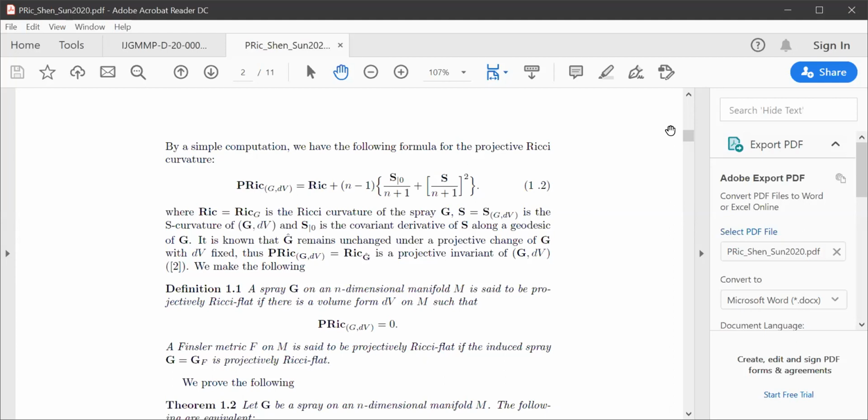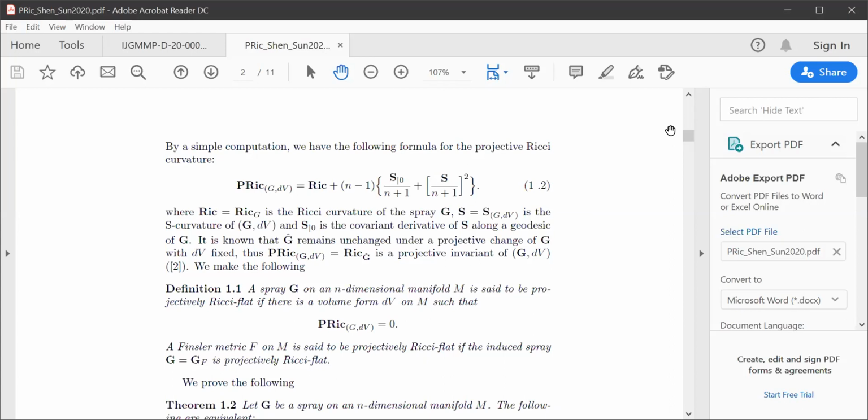Now the next step is to understand the geometric meaning of such a so-called projective Ricci-flat spray. For a projective Ricci spray, you don't need to measure the volume, but for the definition you have to borrow the volume form. You can talk about projective Ricci-flat for a spray only; we just use the volume form to state that condition.